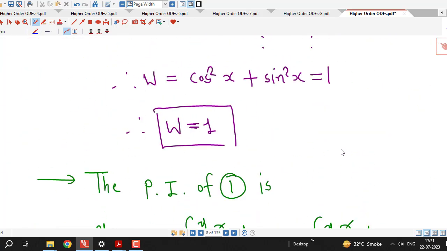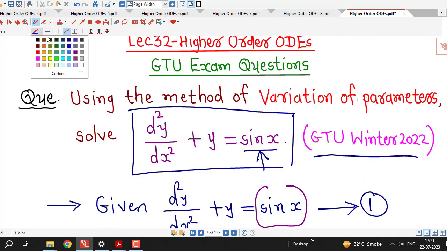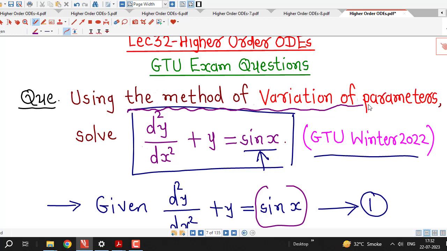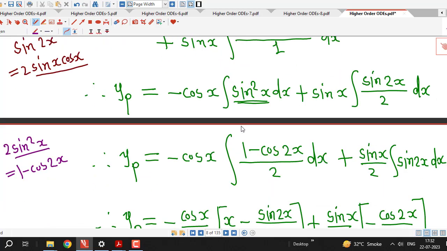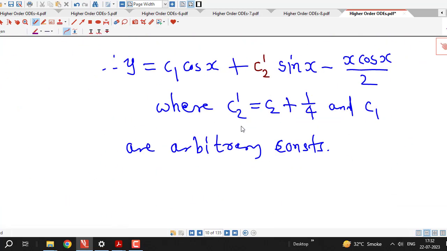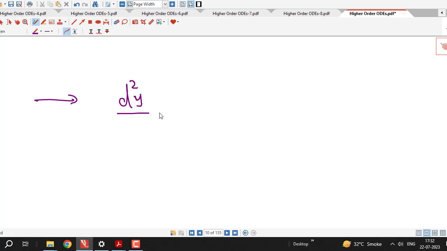Now suppose the method is not specified, then you can easily solve this question using shortcut methods. So for that I am explaining here using the shortcut method also. Here it is specified that we solve this equation using the method of variation of parameters. But suppose they don't specify the method, then instead of going for variation of parameters, you will be able to find your solution in fewer steps as compared to this. So first we are writing the complementary function. That part is the same here also.